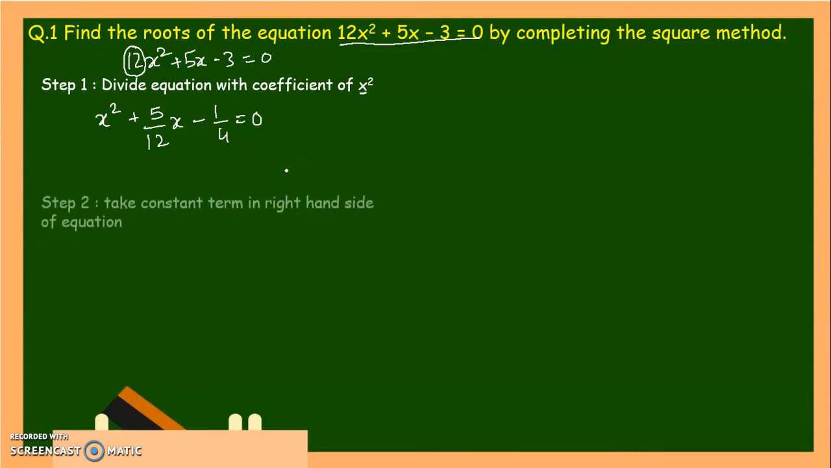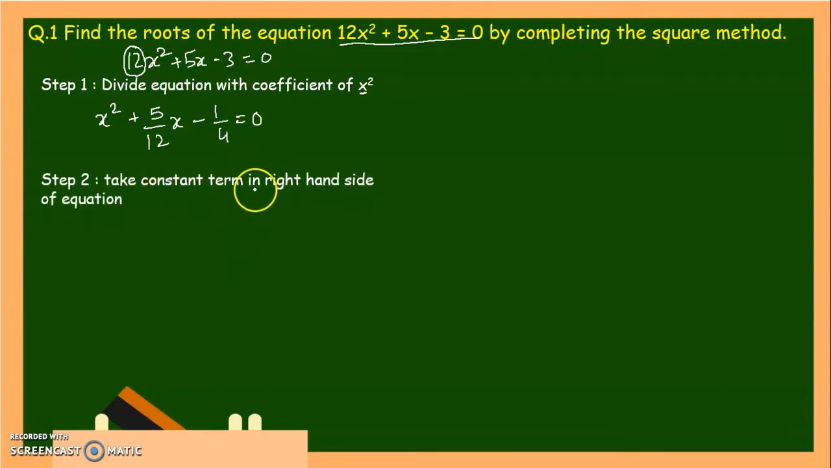Now the second step is to take the constant term to the right hand side of the equation. Here the constant term is minus 1/4, so we will take this term to the right hand side. So this becomes x² + 5/12 x = 1/4, because minus 1/4 becomes plus 1/4 on the right hand side. So this is the second step.